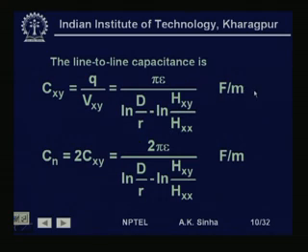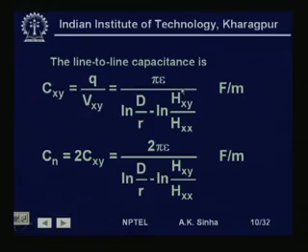Now, as we had seen earlier, the capacitance to neutral or capacitance to ground will be equal to twice Cxy, because the earth surface or the ground will have a potential which will be half that between x and y. So, we can write Cn is equal to 2Cxy, which is equal to 2 pi epsilon divided by ln(d/r) minus ln(Hxy/Hxx). So, in this way we can calculate the capacitance considering the effect of ground.